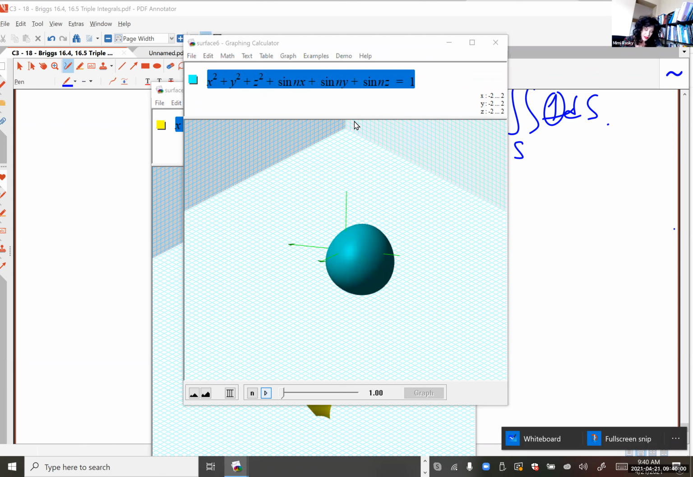The n is variable. So it's sine nx plus sine ny plus sine nz, where n is a positive number, let's say between 0 and 1. I'm going to play this as a video, where n is going to vary. Watch how the surface changes shape when n changes to different numbers, where everything else in the equation stays the same. This is so cool.